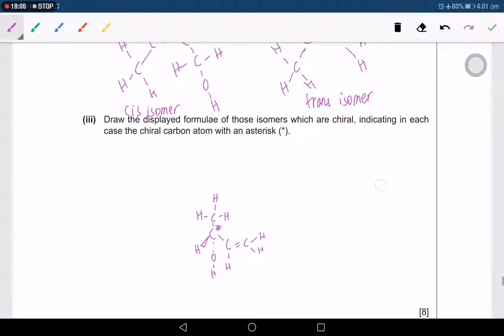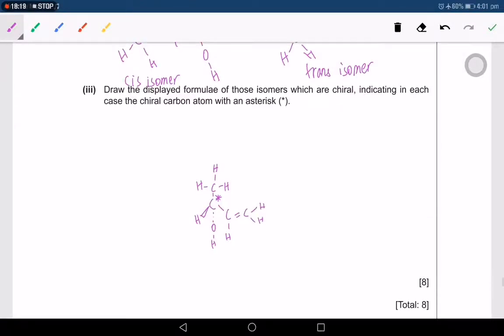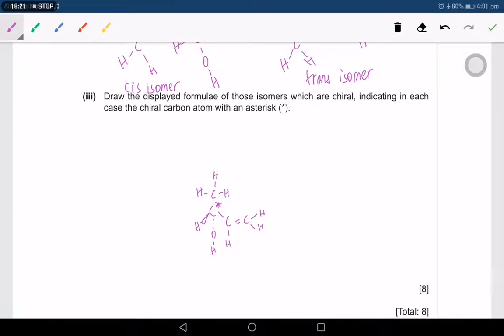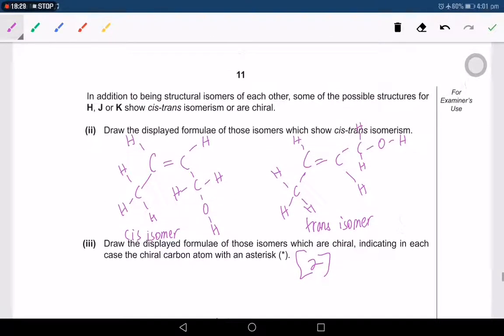Because they just said this isomer, so it's enough if you just draw one isomer. You only get 1 mark for this and 1 mark for the chiral carbon center. So this is just 2 marks. You must remember, this is just 2 marks. What really matters is not even this one, it's just 1 mark.